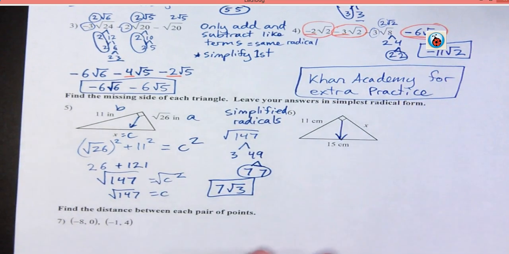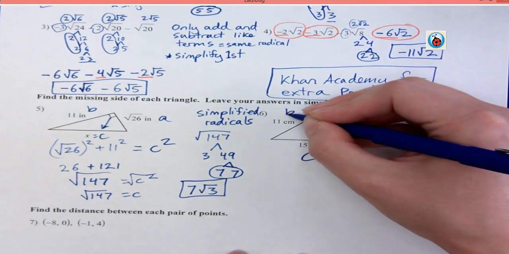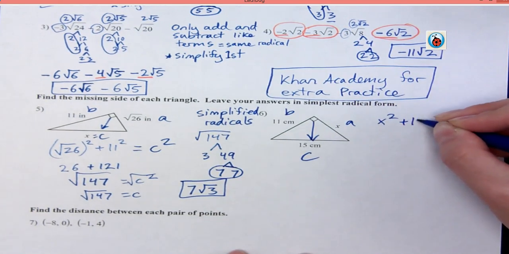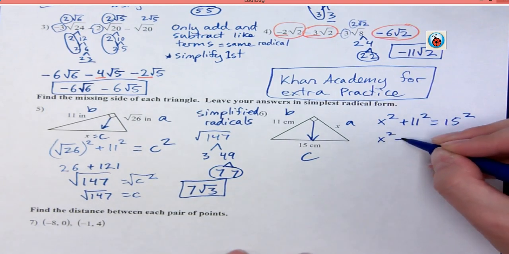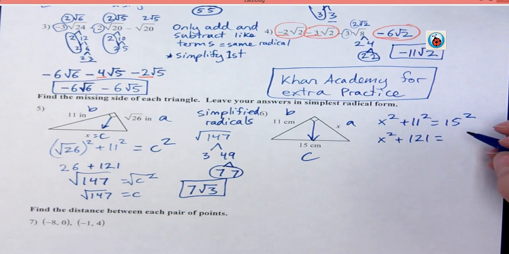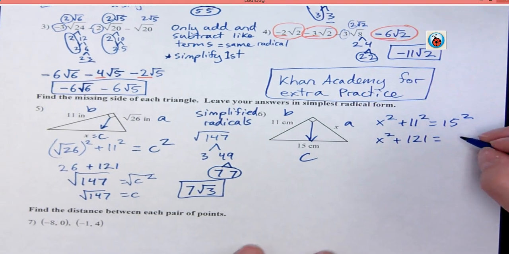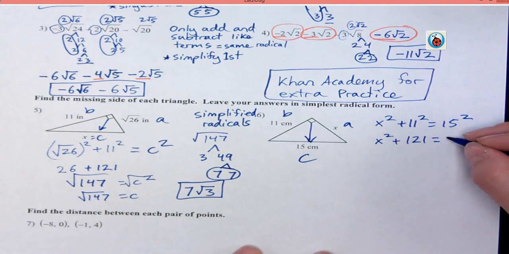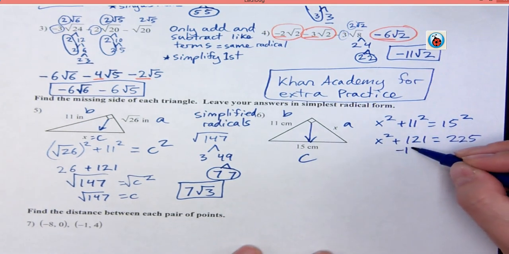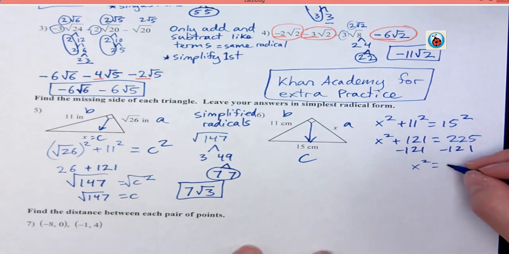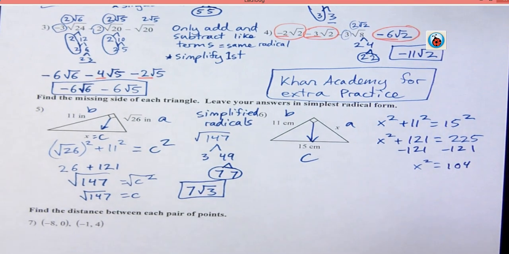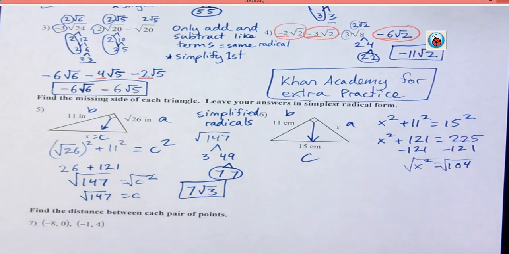Alright, this one, they gave me c, okay? So now I have x squared plus 11 squared equals 15 squared. And so that becomes x squared plus 121 equals 225. I subtract the 121 to get x squared equals 104. And then I take the square root of each.